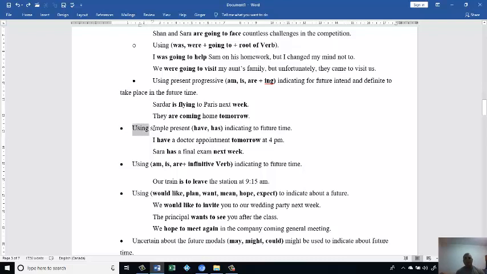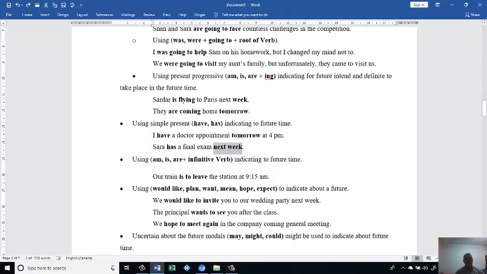Sometimes we use simple present, have or has, as an indication of future time. For example, I have a doctor appointment tomorrow at 4 p.m. It may not be now, but tomorrow my appointment will take place. The other example of simple present: Sarah has a final exam next week. This "next week" indicates what will happen in the future.